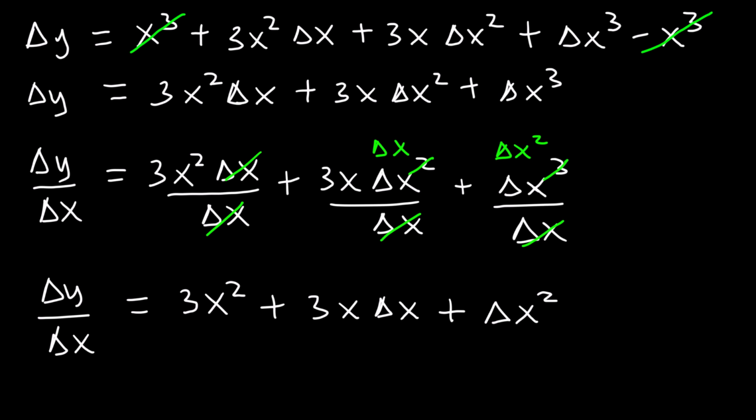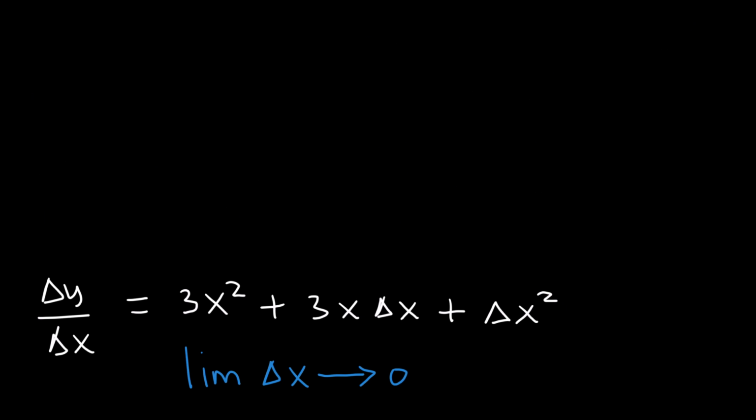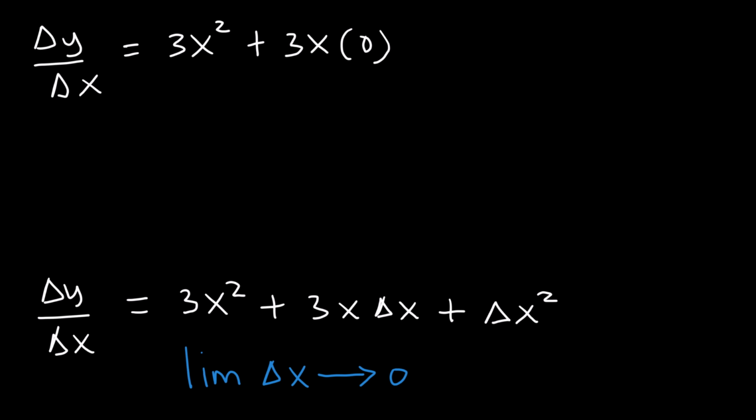And at this point, all we need to do is take the limit as change in x tends to 0. This means that wherever we see change in x, we shall put 0. So we shall have change in y divided by change in x equaling 3x to the power of 2 plus 3x times 0, and then plus 0 raised to the power of 2.